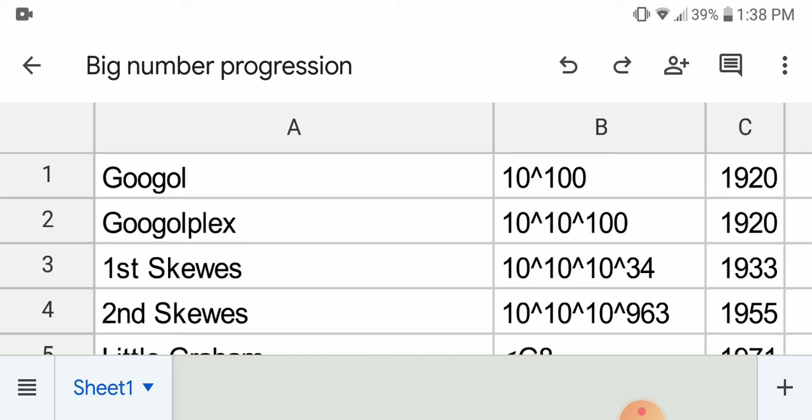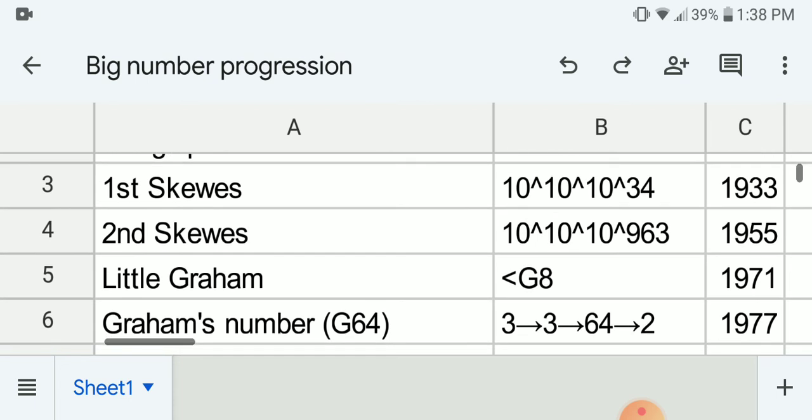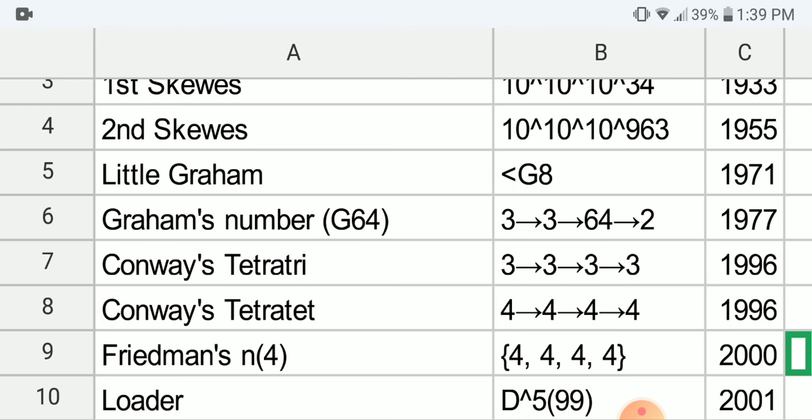The next biggest number after the second Skewes number is the original Graham's number, which some people call little Graham. The original Graham's number was invented in 1971, around 16 years after Skewes number. And then the next biggest number is the regular Graham's number that we know today, G64, which was published in 1977.